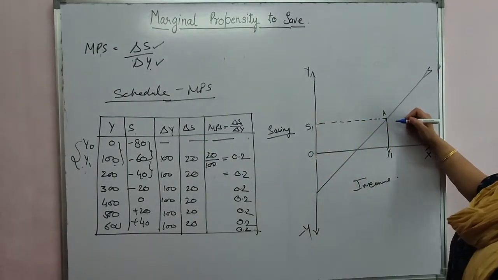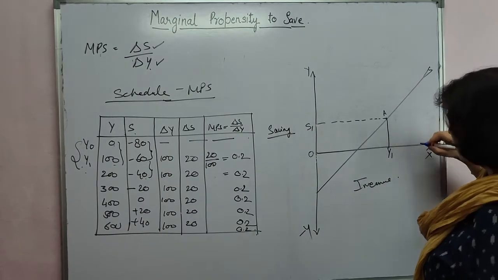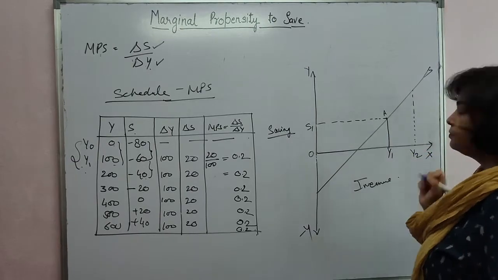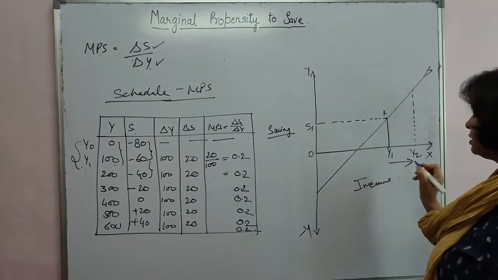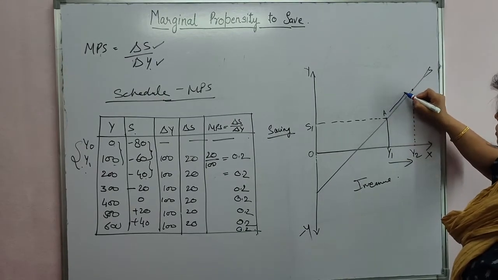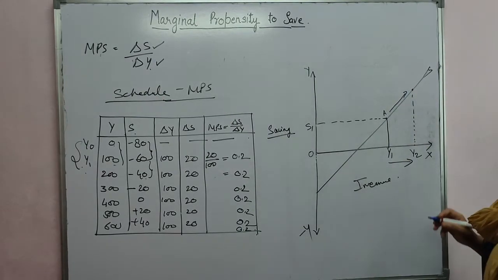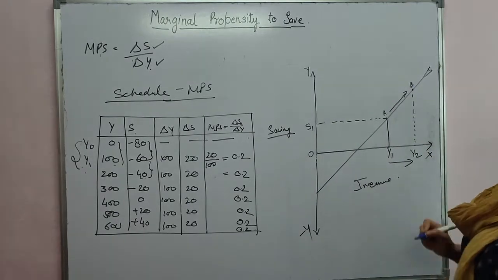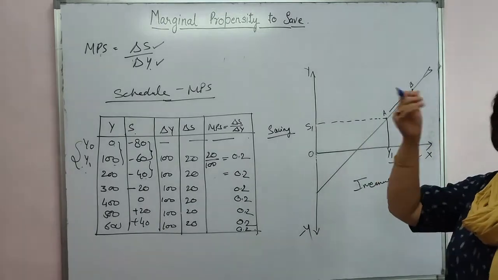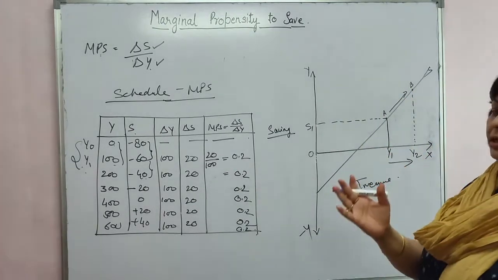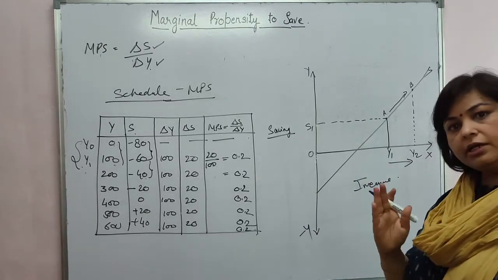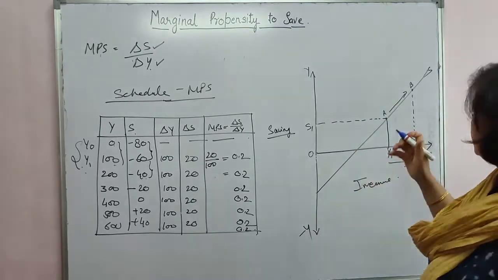Now suppose income increases to OY2. There is an increase in income. In that case, there will be a movement on the saving curve from point A to point B. Due to the change in income, there will be a change in saving also, because saving has a direct relationship with income. When income increases, saving will also increase.